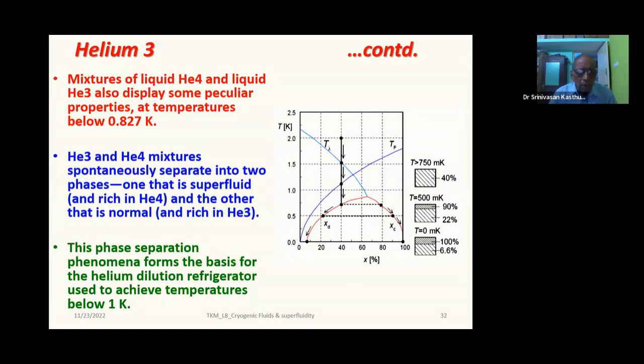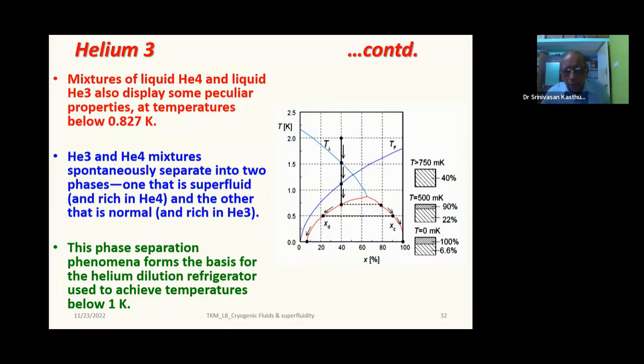We have seen this one already. The mixtures of helium-4 and helium-3 display some peculiar properties. And as you can see here, the helium-3, helium-4 mixture spontaneously separates into two phases. One is a superfluid, richer in helium-4, and another is a normal fluid richer in helium-3. Okay, so this phase separation phenomenon is the basis of the dilution refrigerator system.